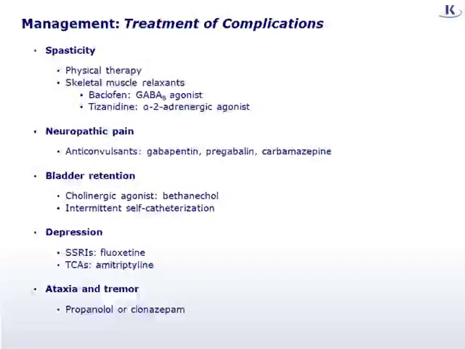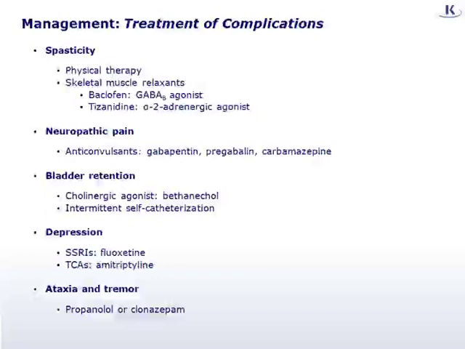Anticonvulsants can be used to treat neuropathic pain. Gabapentin, pregabalin, and carbamazepine are quite effective. Bladder dysfunction should be assessed with the help of urodynamic studies. Urinary retention, caused by detrusor sphincter dyssynergy, can be managed with bethanechol, a cholinergic agonist. Intermittent self-catheterization reduces the incidence of urinary tract infection.